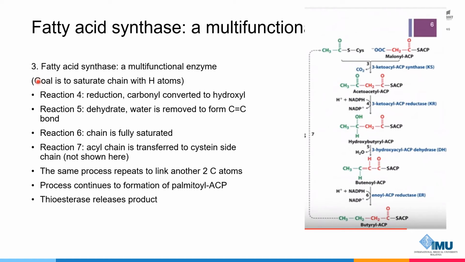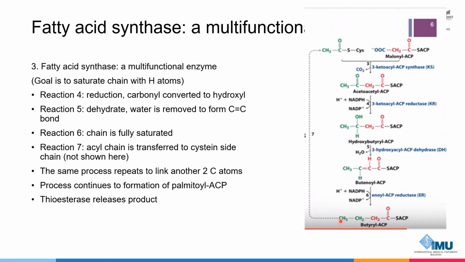So after that, now you have the 4 carbon chain. The subsequent reactions, which are reactions 4, 5 and 6, aim to saturate this chain with hydrogen atoms. Once it has saturated the chain with hydrogen atoms, the molecule will be transferred to the cysteine site or residue of the fatty acid synthase.